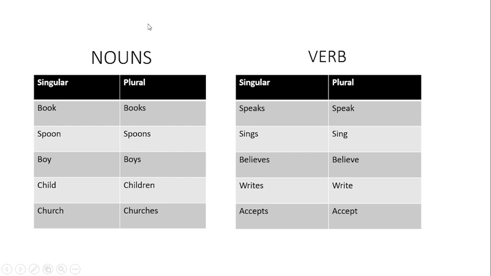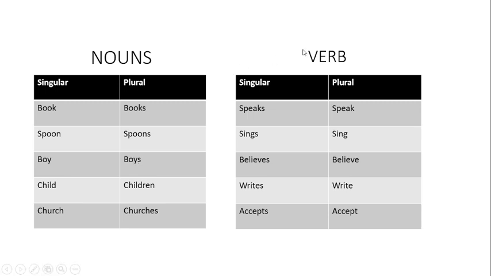This table is for nouns, and we have the singular nouns here, all without s: book, spoon, boy, child, church. Now these are plural nouns: books, spoons, boys, children, churches. All these are plural nouns because they take the inflection s.